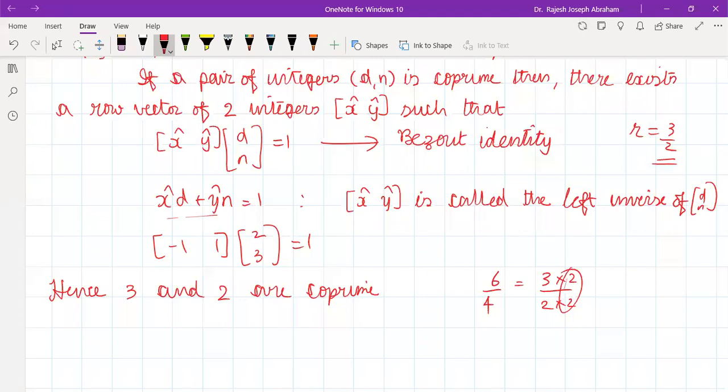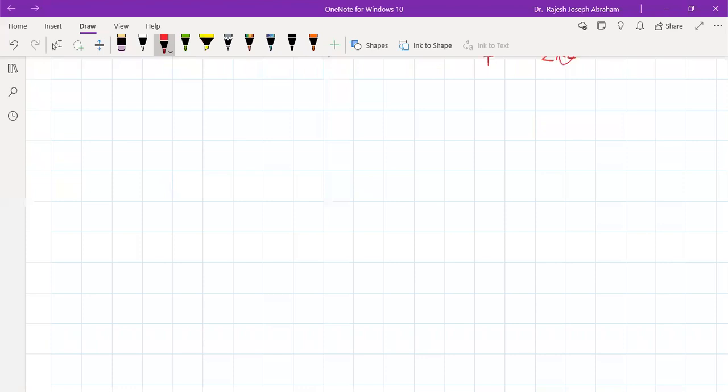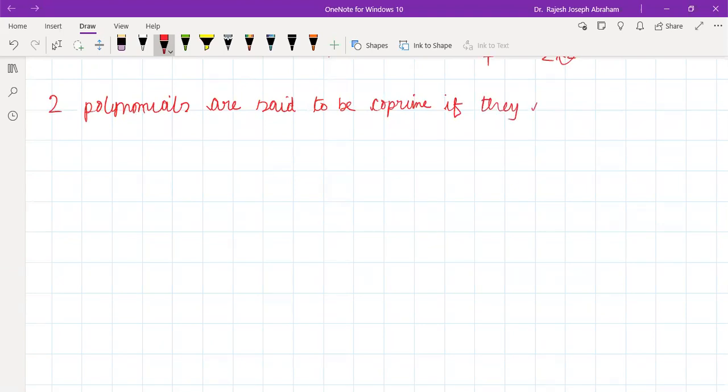Now this concept can be extended to two polynomials. Two polynomials are said to be co-prime if they do not share common zeros.